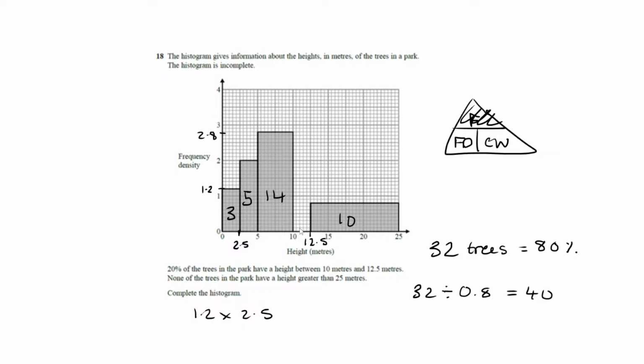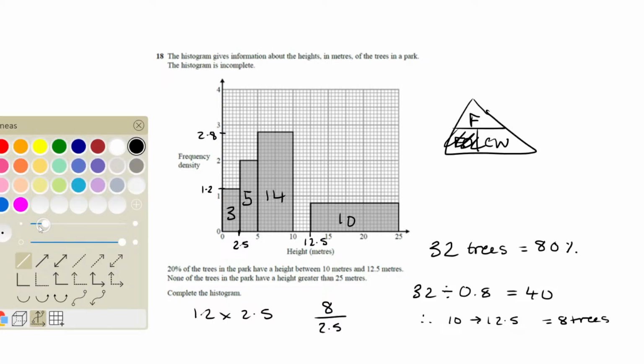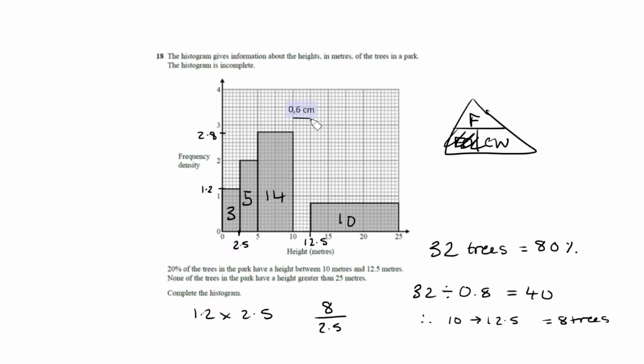So do you see how this bar here is obviously the other 8 trees, isn't it? So therefore, the 10 to 12.5 bar is 8 trees. And then you go, okay, well, I know the class width, I know the frequency. Now I want to find out the frequency density. So you move that and go, right, well, that's frequency divided by class width. 8 divided by the class width, which is 2.5, isn't it? 8 divided by 2.5 gives you 3.2, and then you would just draw the bar there. So if I try and get my lines, and you just go to 3.2, obviously you have to draw this a bit better than I can.